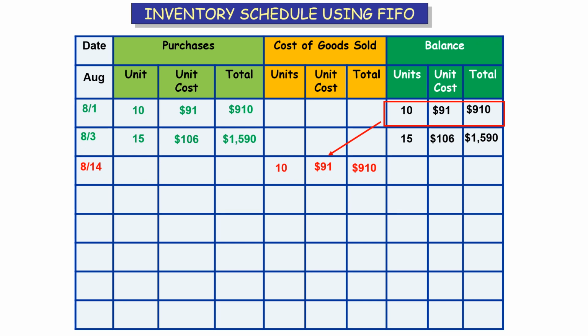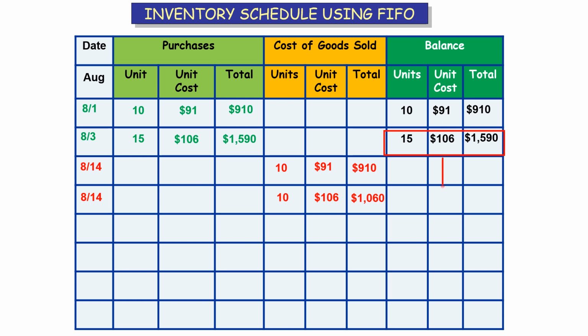We sold 20, so 10 will come from the first purchase. We need another 10. That 10 will come from our second purchase now, which is at $106. So FIFO, we took the first purchase, and since we sold more than what we had, we went to the second purchase and took the rest from that.